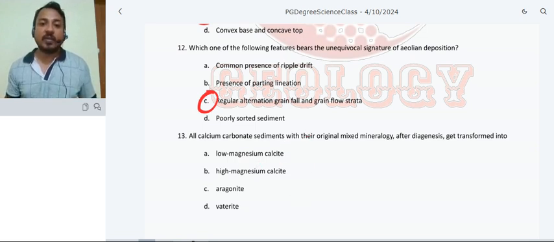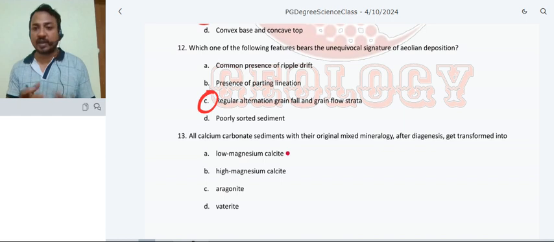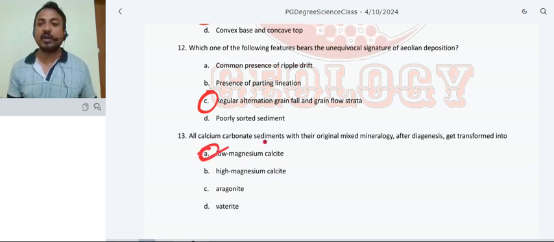Then, all calcium carbonate sediment with their original mixed mineralogy, after diagenesis, will convert to, when they all mix up, low magnesium calcite. They will transform into low magnesium calcite. So the answer will be low magnesium calcite.